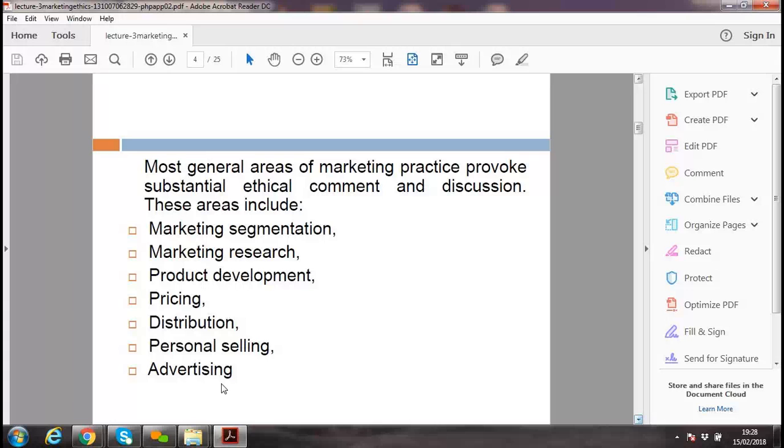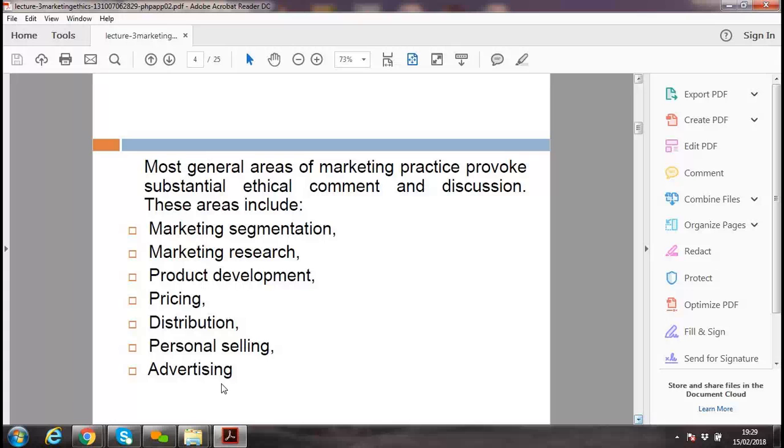In some cultures we have inequality. Ethically, we are not supposed to give good quality food to someone but give others poor quality food. That's morally wrong. Most major areas of marketing practice involve substantial ethical commitment and discussion: marketing segmentation, marketing research, product development, pricing, distribution, personal selling, and advertising. In all of these we need moral and social values. Segment, yes, but not on the basis of low and high quality food, just ignoring the society.